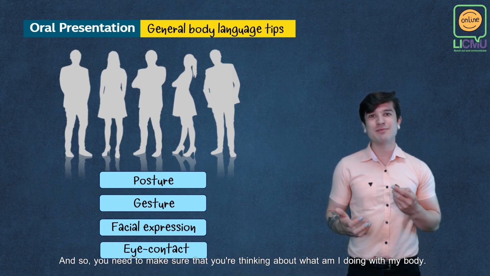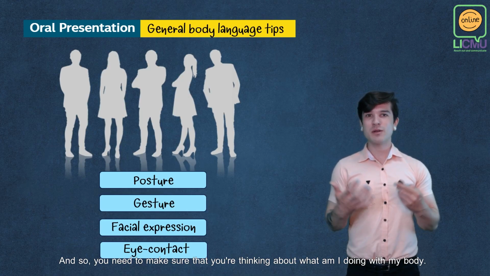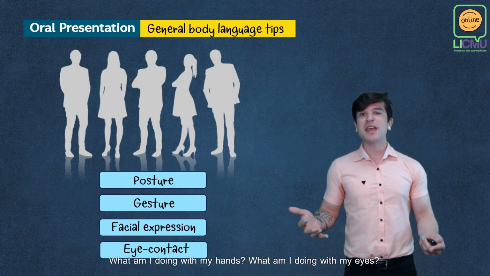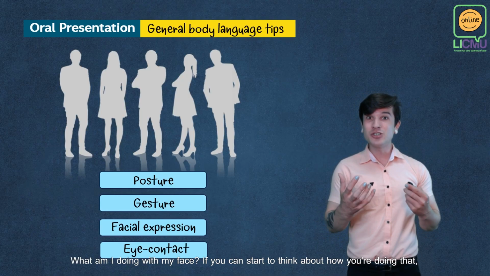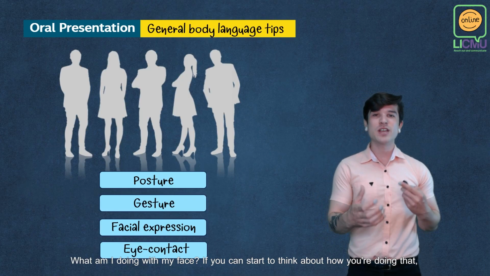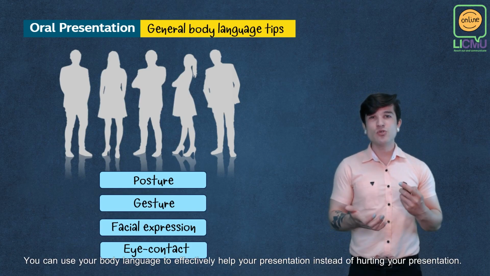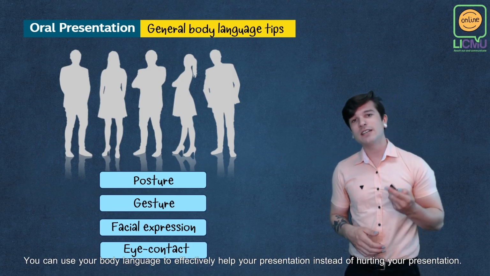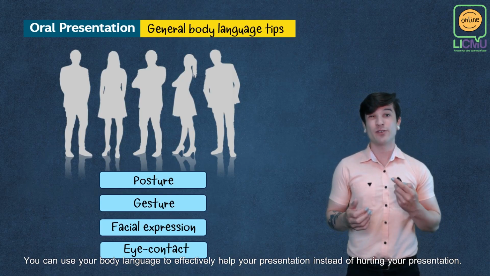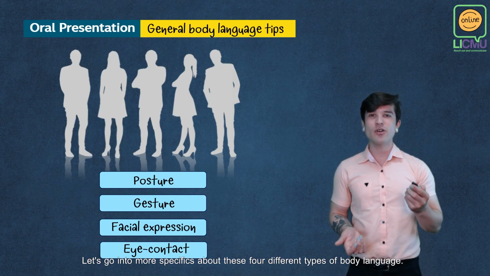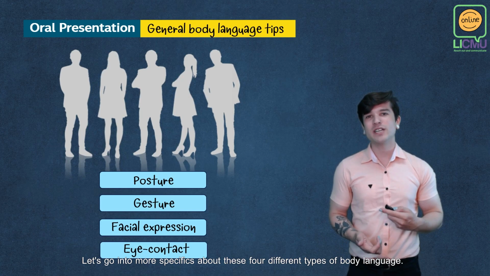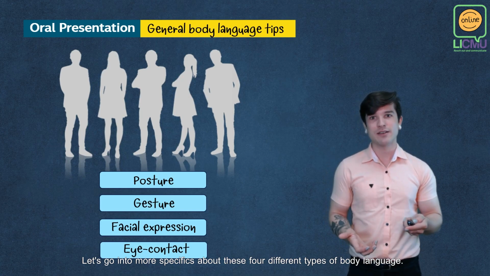And so you need to make sure that you're thinking about, what am I doing with my body? What am I doing with my hands? What am I doing with my eyes? What am I doing with my face? And if you can start to think about how you're doing that, then you can use your body language to effectively help your presentation instead of hurt your presentation. So let's go into more specifics about these 4 different types of body language.